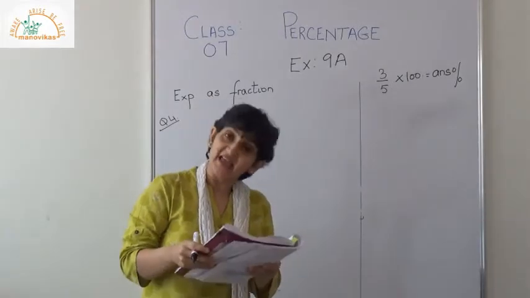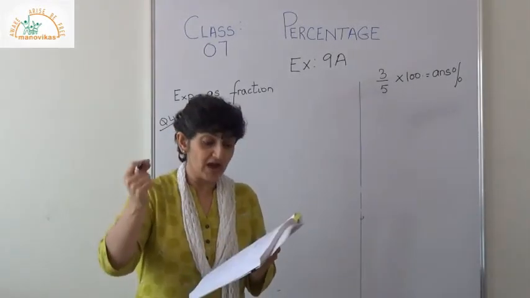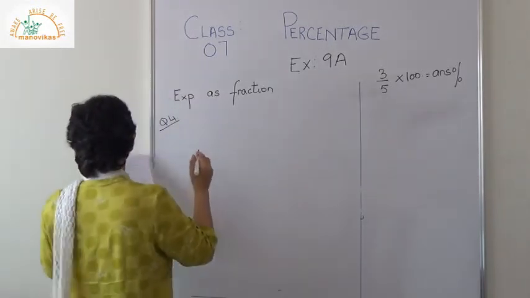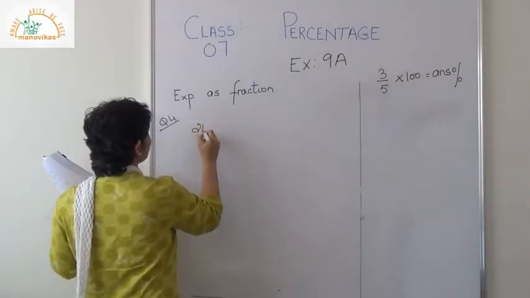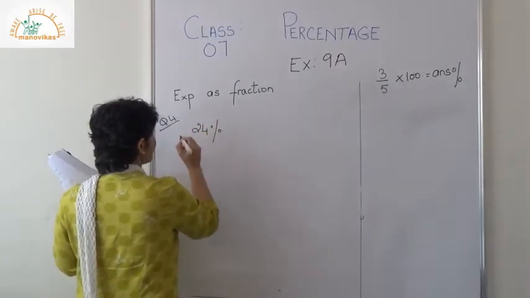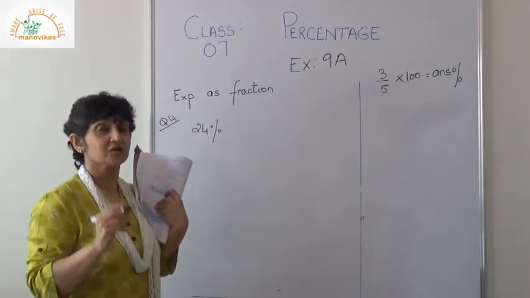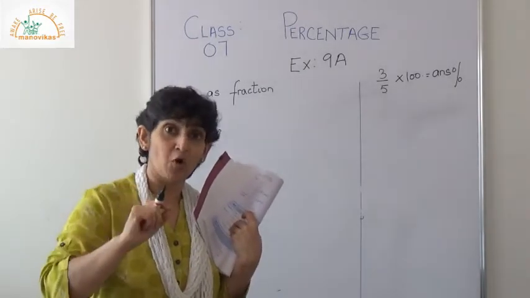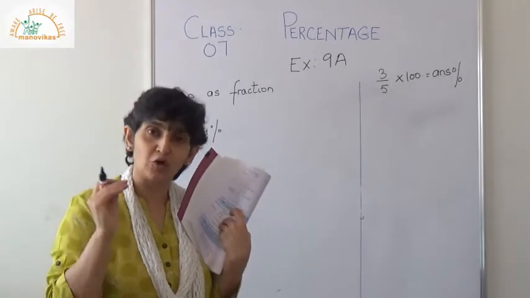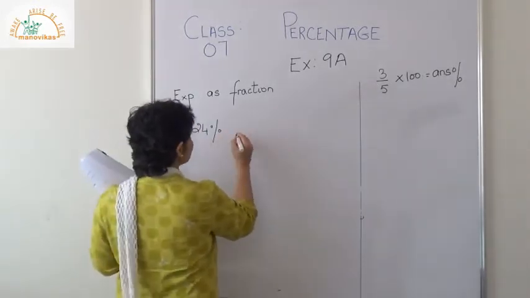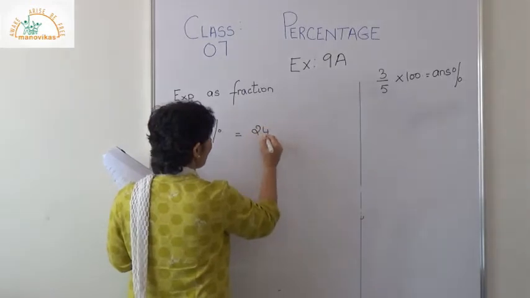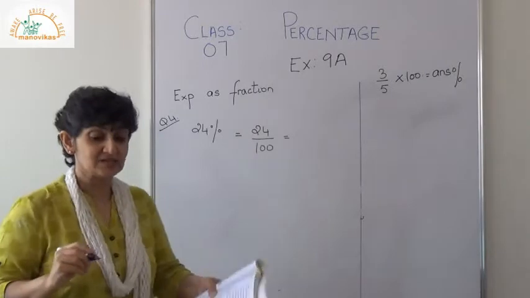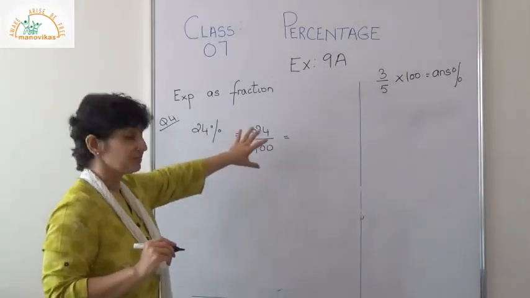Alright. Now they have given you percent and you have to express it as a fraction. So the first one says 24%. Now convert this into a fraction. What is the meaning of percent, children? I told you, upon 100, isn't it? It is out of 100. So 24% means 24 upon 100. We never leave a fraction until we convert it into its simplest form.